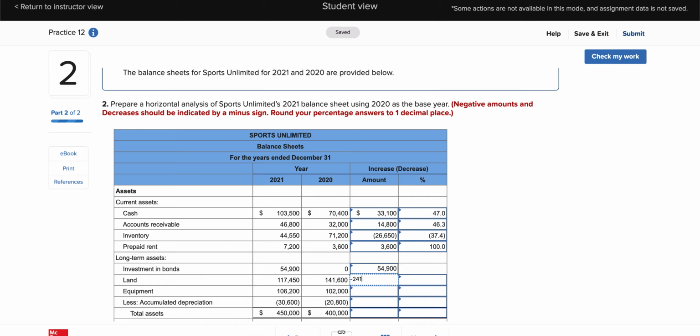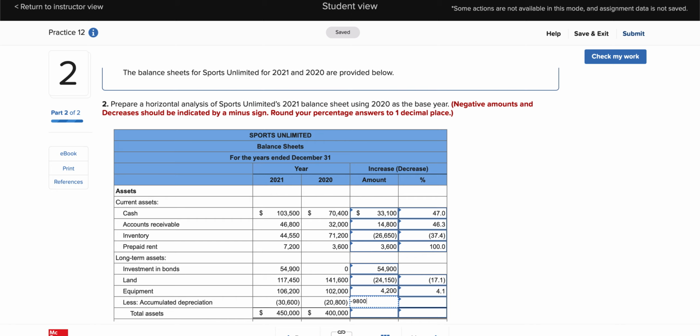of 24,150. That is actually, if we do the math, minus 17.1%. 24,150 divided by 141,600. For equipment, we're looking at a land went down. Equipment is going to increase by 4,200. That is 4.1%. We have minus 9,800 as the decrease in accumulated depreciation.